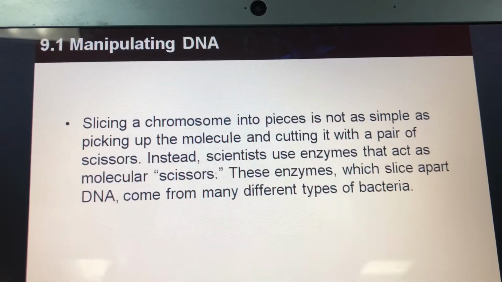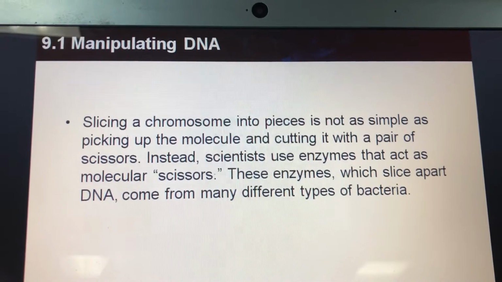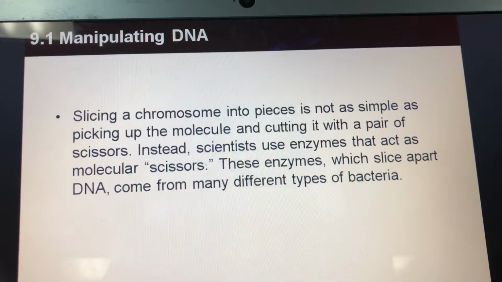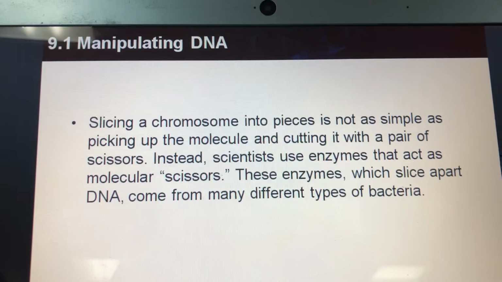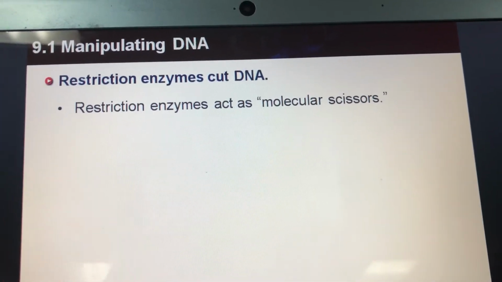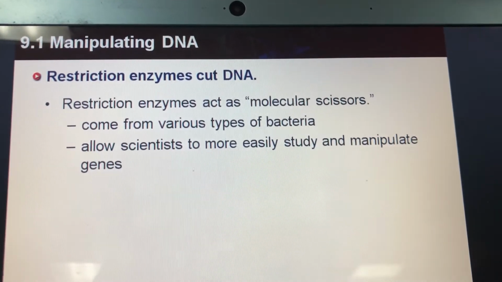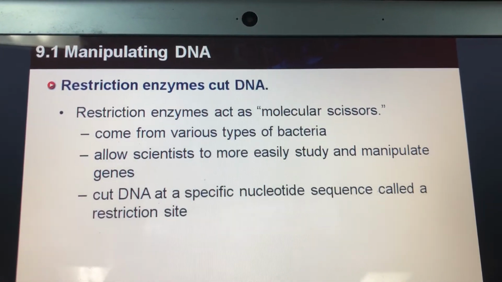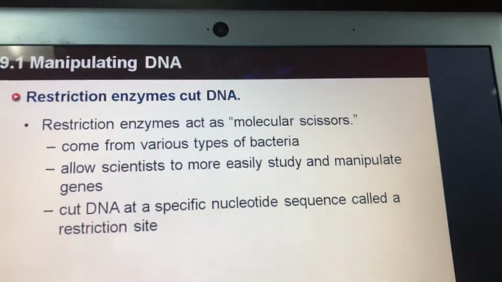For slicing the chromosome into pieces, we cannot use a normal scissor. We should use a molecular scissor, which are enzymes that we can get from bacteria. So these restriction enzymes act as molecular scissors, and they come from various types of bacteria. They allow scientists to more easily study and manipulate genes, and to cut the DNA at specific nucleotide sequences called restriction sites.